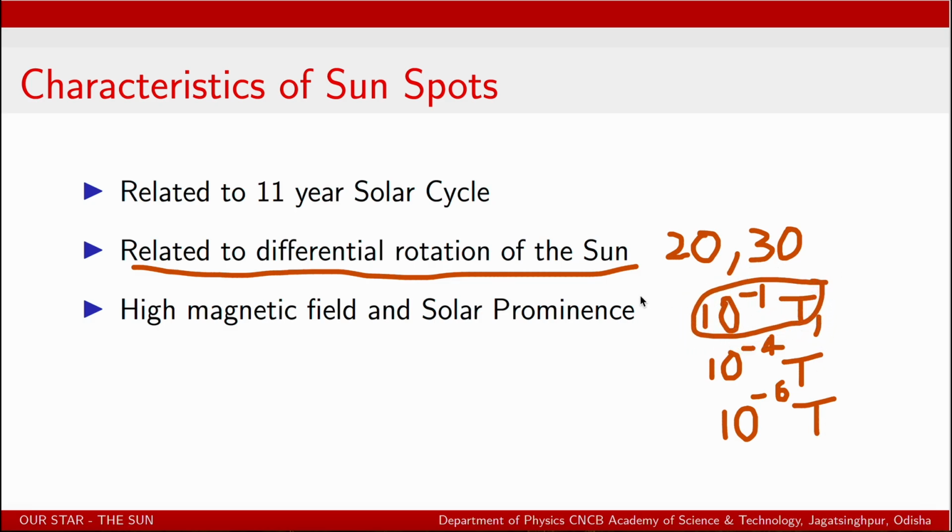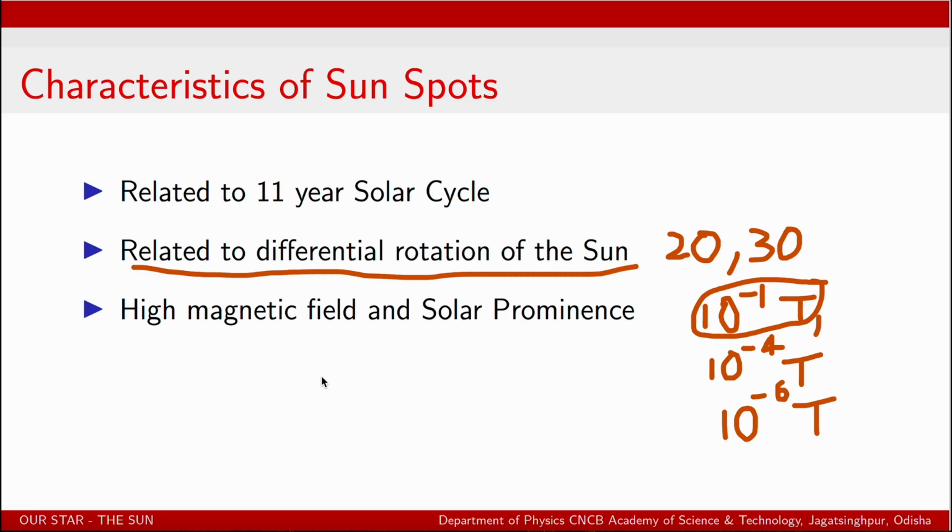And because of this strong magnetic field, we have solar prominence. It can really support the plasma, meaning it can overcome the gravitational pull on the plasma, because of this high magnetic field.